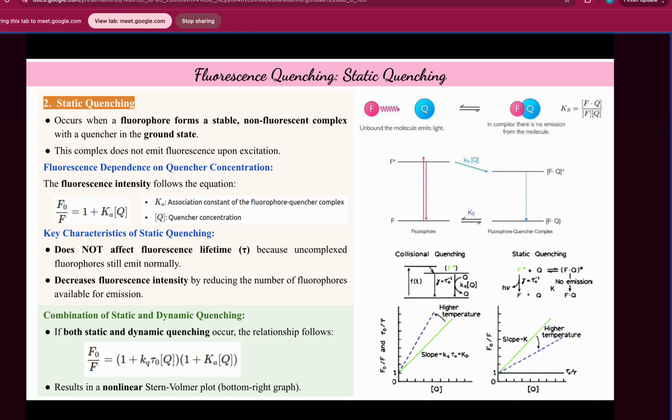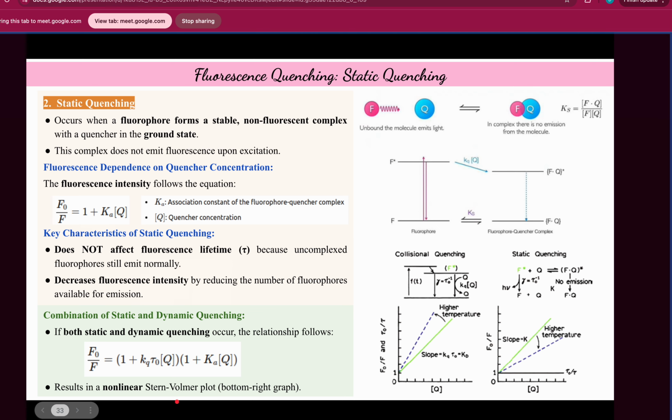And if we combine both of these quenching types, for example if collisional and static quenching both take place, then the Stern-Volmer equation can be modified. It can be written as F naught by F equals the product of both these equations: 1 plus KQ tau 0 Q and 1 plus KA Q. In the previous case we also took tau 0 into consideration, because collisional quenching influences the lifetime of the fluorescent molecule. But in static quenching it is independent of tau 0, so it is simply written as 1 plus KA Q.